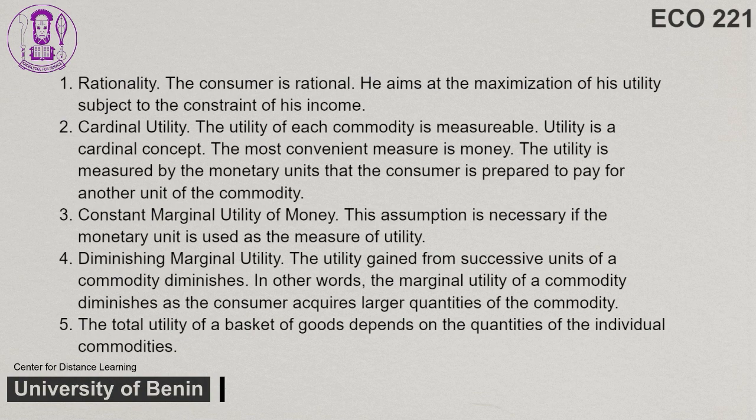4. Diminishing marginal utility. The utility gained from successive units of a commodity diminishes. In other words, the marginal utility of a commodity diminishes as the consumer acquires larger quantities of the commodity. 5. The total utility of a basket of goods depends on the quantities of the individual commodities.